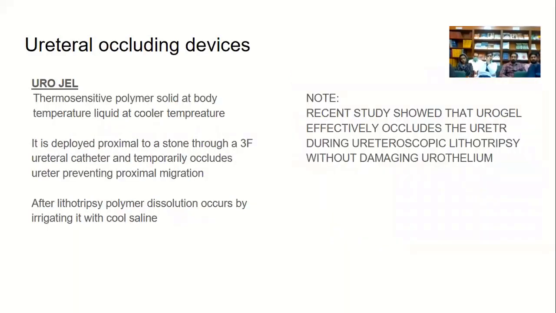Nowadays, urogels are also used to prevent retropulsion. They are thermosensitive polymers, solid at body temperature, liquid at cooler temperature. It is deployed proximal to the stone through a 3FR ureter catheter and temporarily occludes the ureter, preventing proximal migration. After lithotripsy, polymer dissolution occurs by irrigating it with cool saline. Recent studies have shown that urogel effectively occludes the ureter during ureteroscopic lithotripsy without damaging urothelium.